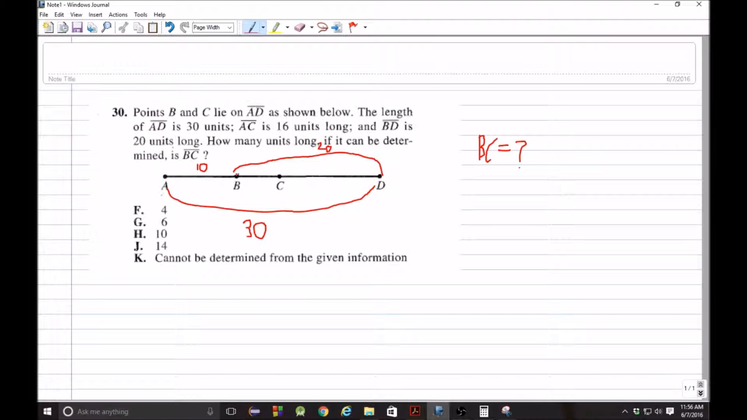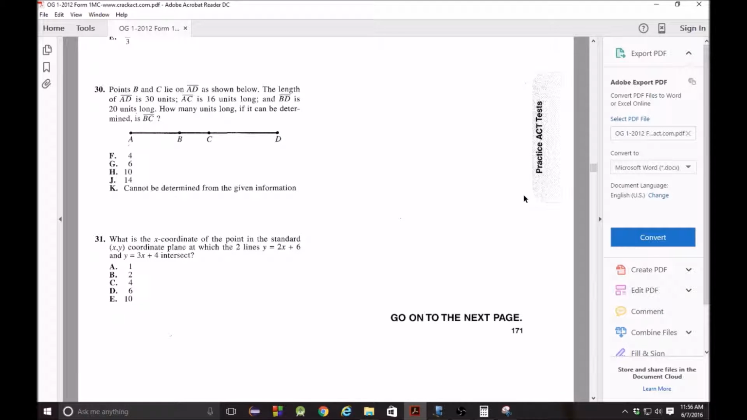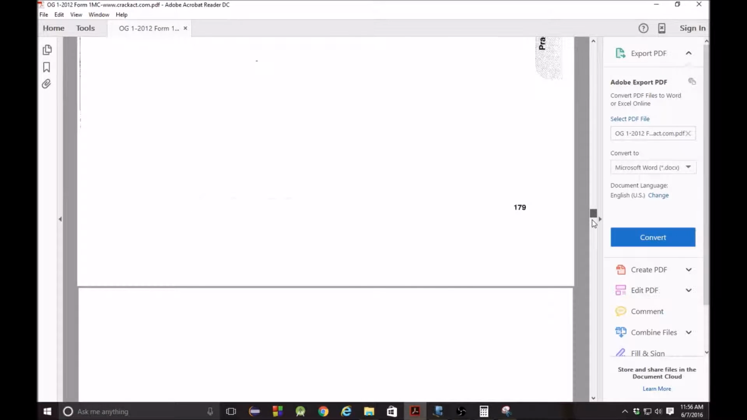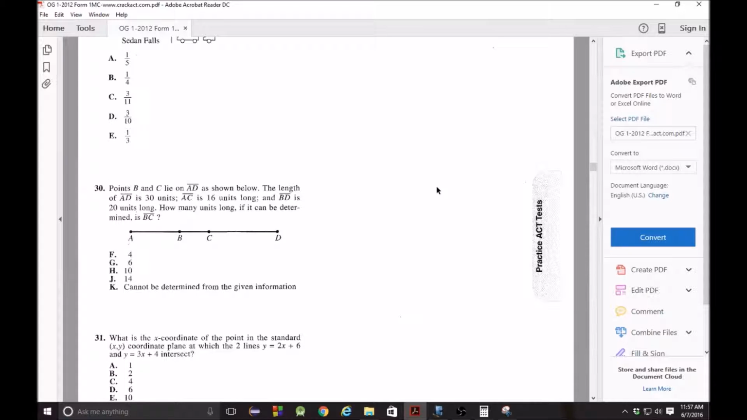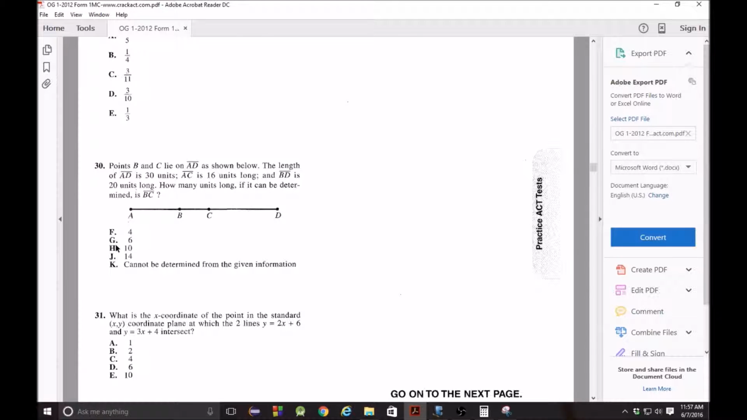But if you look carefully, there isn't really any way that we can find BC. I believe that the answer is cannot be determined. But let me just check that. Problem number 30 in math. Interesting. So the answer is 6. How did we get that? Let me think about this for a second.